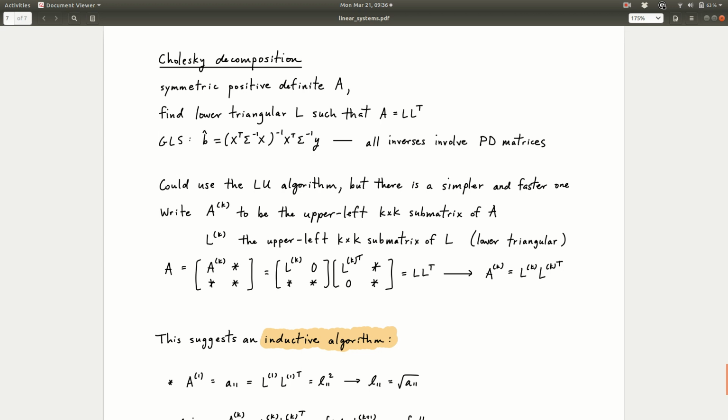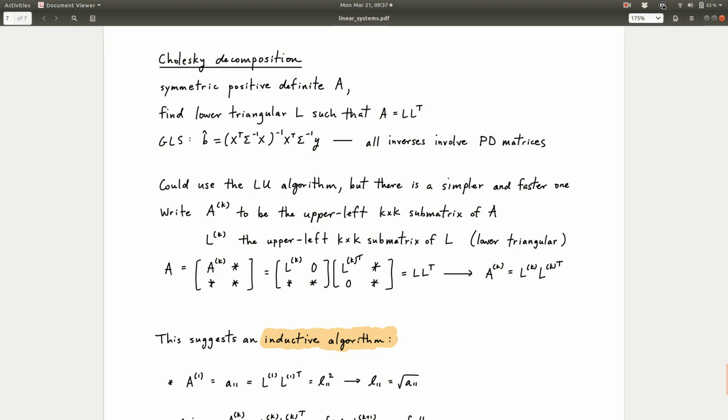You can also define it by looking at the eigenvalues of A. So if all the eigenvalues of A are positive, then A is positive definite. Okay, so the Cholesky decomposition solves the following problem. Find a lower triangular matrix L such that A equals LL transpose. So why is this important? If we look back at our generalized least squares, you have B hat equals (X transpose sigma inverse X) inverse times X transpose sigma inverse Y.